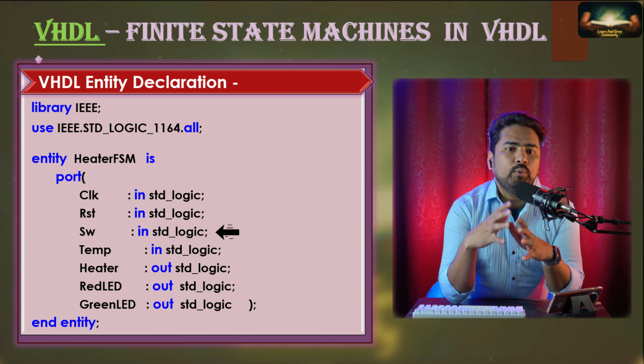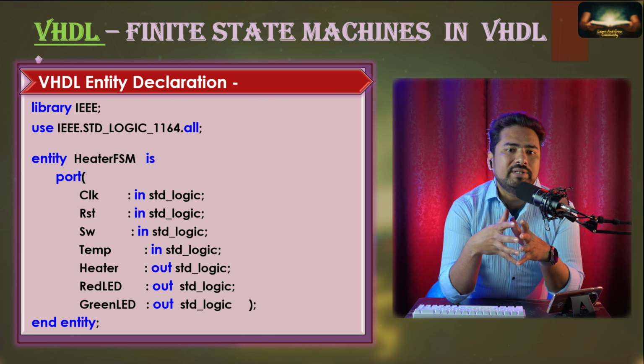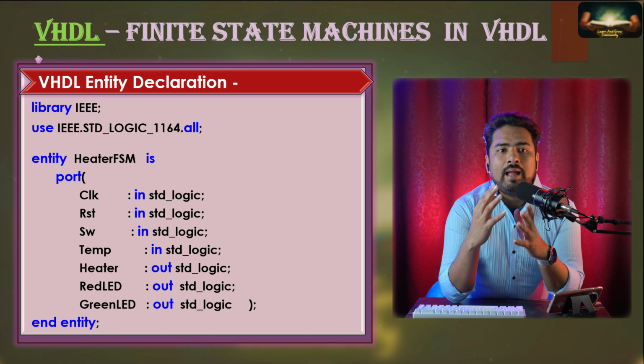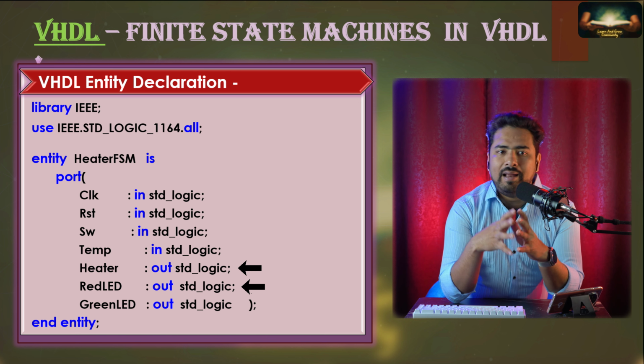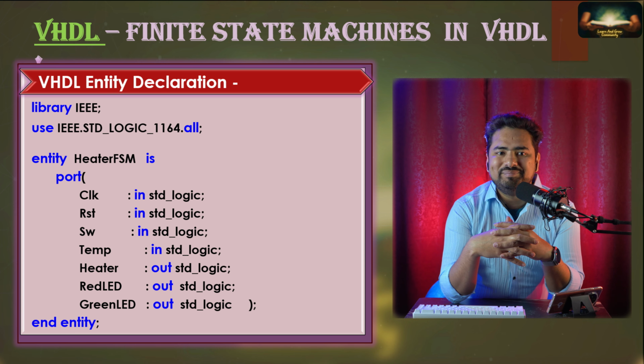The others are all input output ports, depending on your project requirement. So for this project, we have a switch and temperature meter as input ports, and heater, red LED and green LED are our output ports. So everything is very clear from the last FSM diagram.